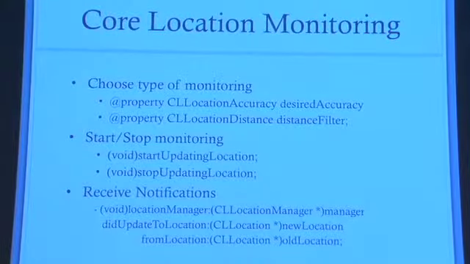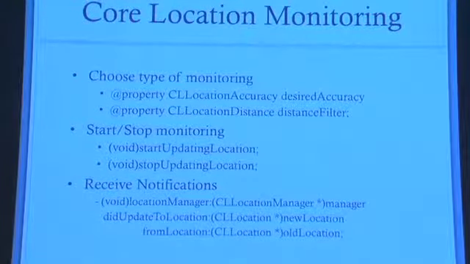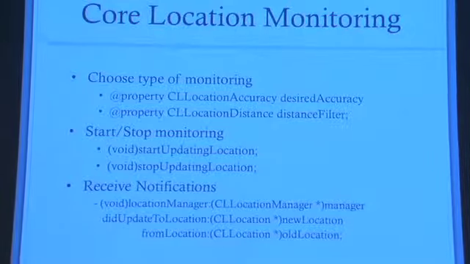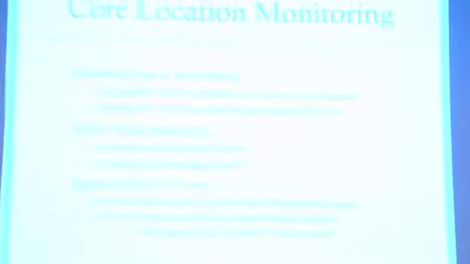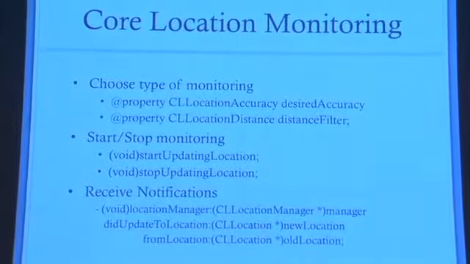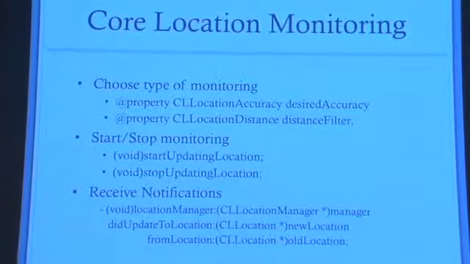Okay, so core location monitoring. You're going to want to choose the type of monitoring that you want to do. You can set your desired accuracy, and then you can also set the CLLocationDistance filter, which will say, okay, give me an update if the user moves over 1,000 meters, something like that. And then there are two methods to start updating the location and to stop updating the location. Then you can receive notifications by doing this in your delegate: locationManager:didUpdateToLocation:fromLocation:.